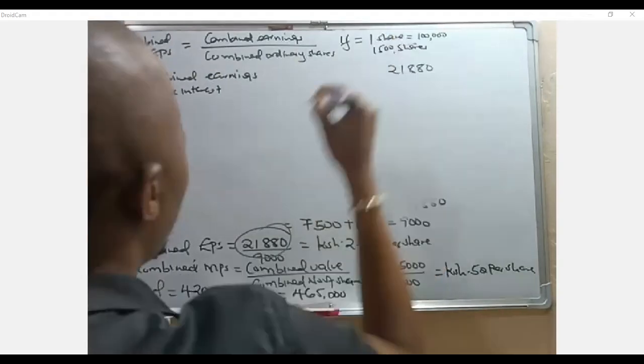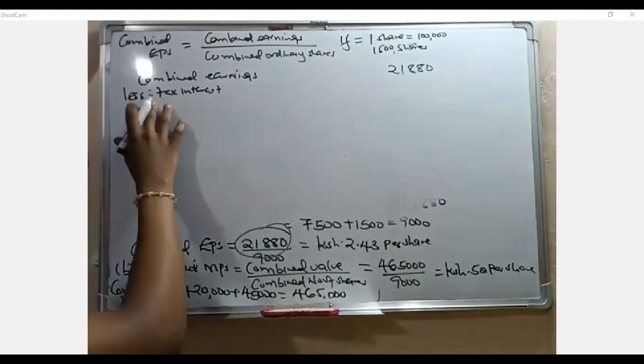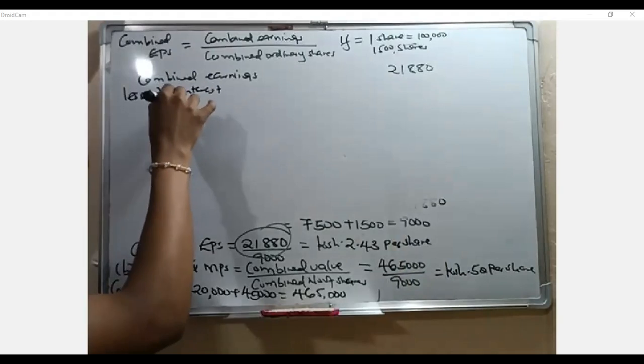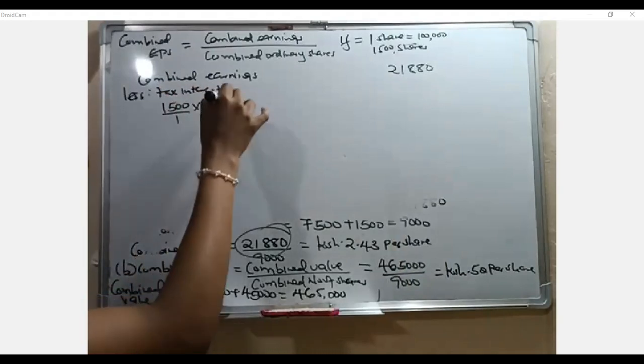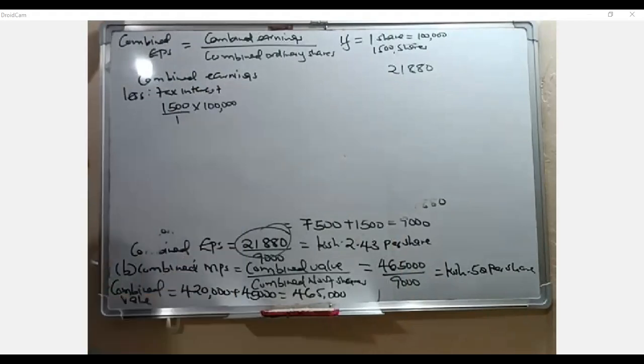So how many shares are we going to be having? Because there is a compensation which is going to be done there. And in this case, I just need to say 1,500 divided by 1. Then I multiply by 100,000, right? I think that will be okay.